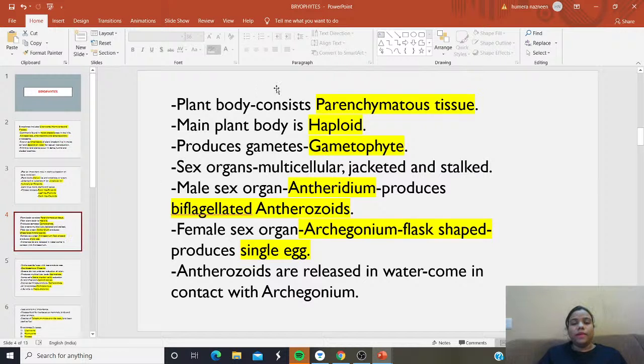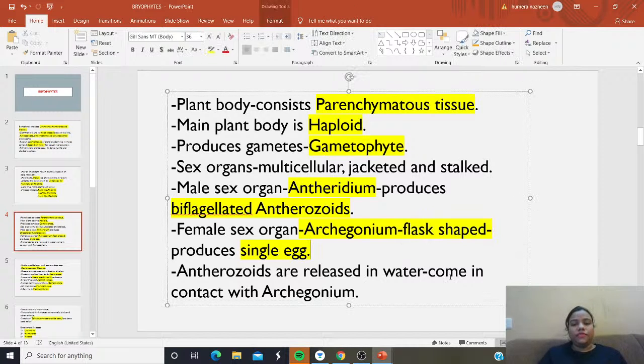Then what does the plant body consist of? It consists of parenchymatous tissue, and the main plant body is haploid. It produces gametes, so it is called a gametophyte. And how are the sex organs? The sex organs are multicellular, jacketed and stalked. The male sex organ is the antheridium and it produces biflagellated antherozoids. The female sex organ is the archegonium. This archegonium is flask shaped and it produces a single egg cell.